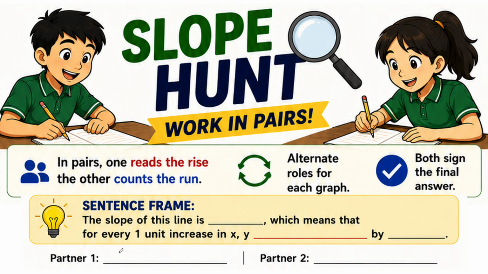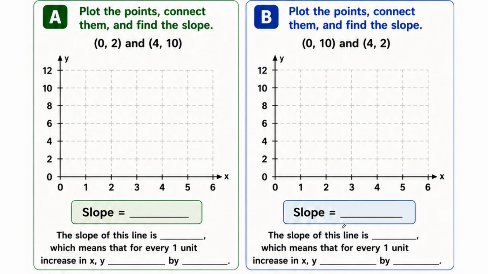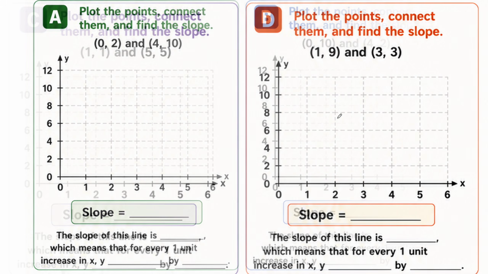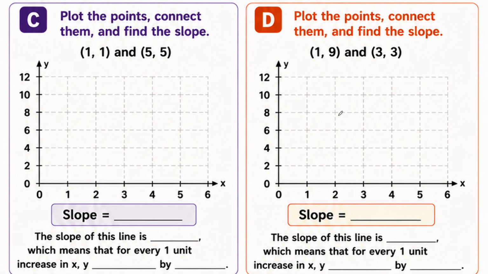Sulat nyo yung kung sino yung partner 1 at partner 2. So, this is the activity. You have to draw the graph as well. Okay, the A, B. Wala nang sagot yan kasi sa classroom, sasagutan natin yan. Okay, the C and D. Take a moment to take a screenshot so you can write this particular activity.